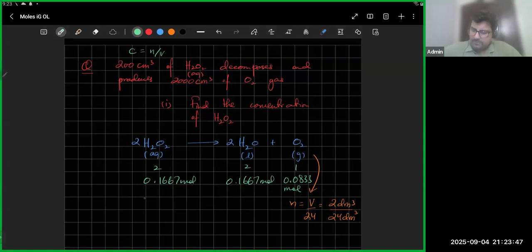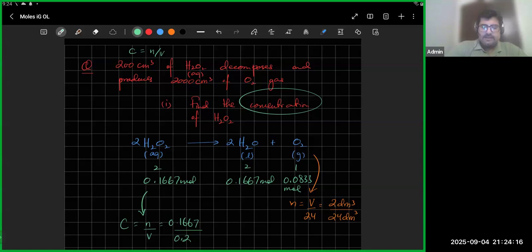Now, what is he asking about H2O2? He's asking you to figure out what the concentration is. We know that concentration is what? It's moles over volume. The moles are now known. It's 0.1667. Volume is given as 200 cm cube. In dm cube, it's 0.2. So finally you have 0.1667. Divide that by 0.2, and you get 0.8335 mole per decimeter cube. That's your answer, okay?